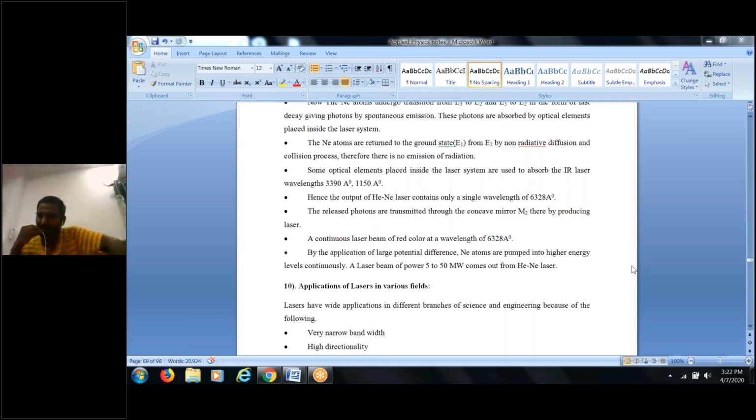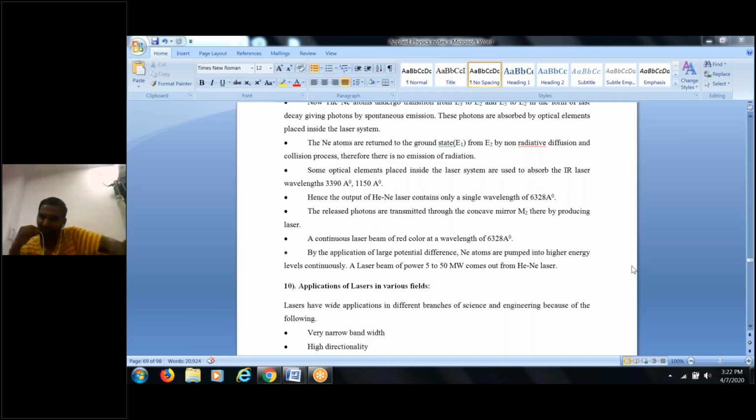One more question from Suman. Is a helium neon laser available in our lab? We have semiconductor lasers, helium neon laser and ruby laser. Both are industrial scale lasers, and in our lab we have a semiconductor laser.